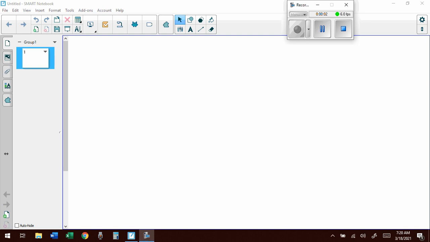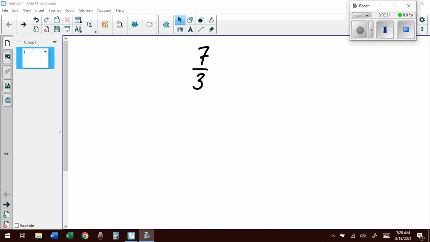All right, so today we are going to decompose and compose fractions greater than 1, and we're going to try to express them in some different forms. So let's start with the fraction 7/3. What do you notice about 7/3?